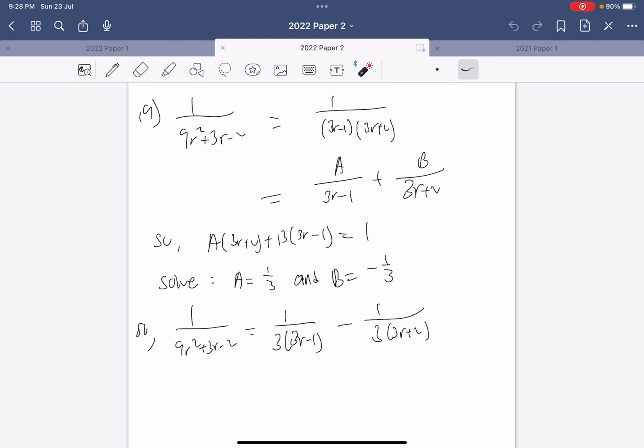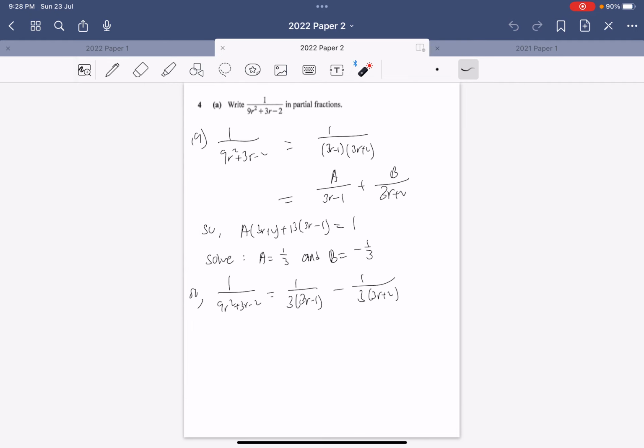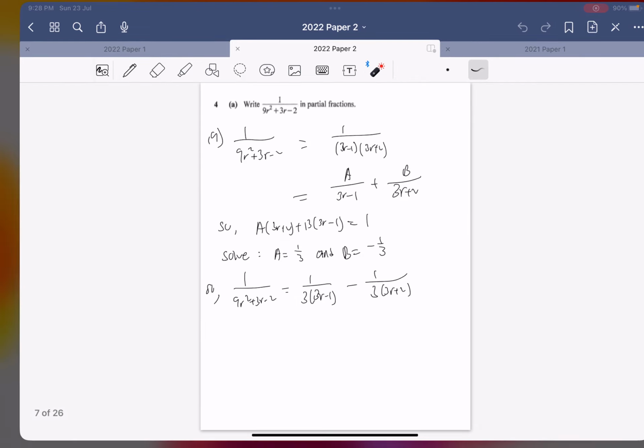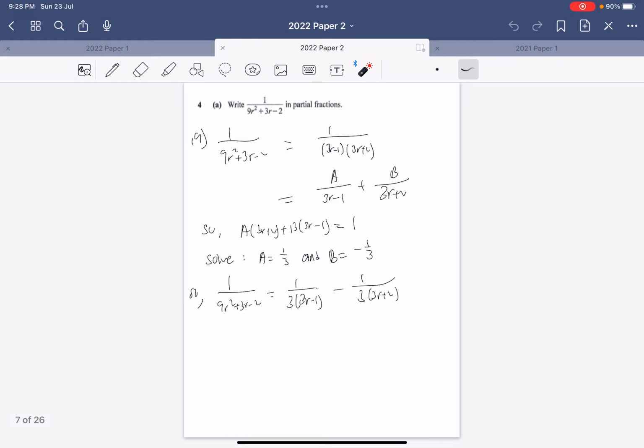How to do it? Well, you just sub r as minus 2 over 3. So this part is 0. Then you calculate this, and then you solve for b. And then similarly, you make this part 0 so you can solve for a. And hence, the 1 over 9r squared plus 3r minus 2 can be written as 1 over 3 bracket 3r minus 1 minus 1 over 3 times 3r plus 2 in the denominator.